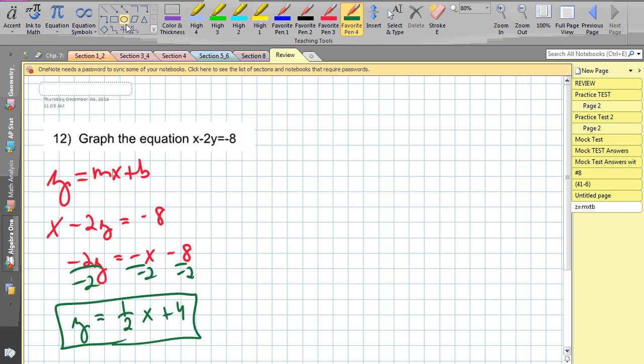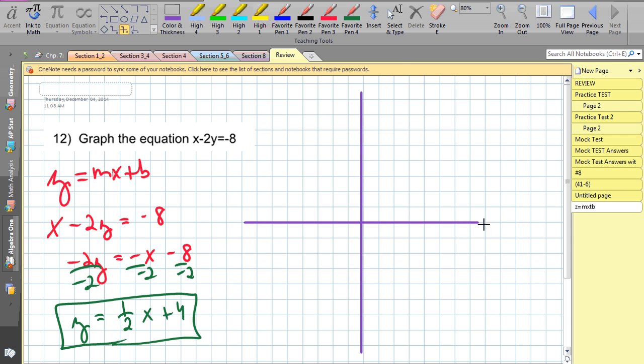So now I can take my little graphing tool in here. What number do I start with? I start with a positive 4. 1, 2, 3, 4. That's my y-intercept. My slope says go up 1 over 2, up 1 over 2, up 1 over 2, and so forth. I'm trying to be as neat as possible, so when I connect all these points, I can have a nice crisp line, and that's the graph of that equation right there.